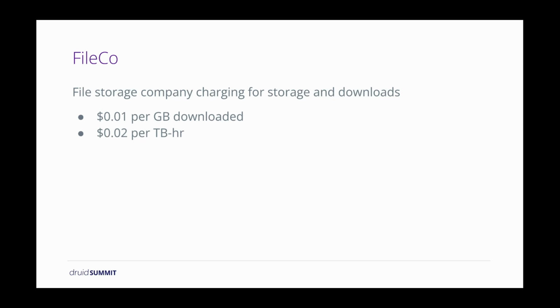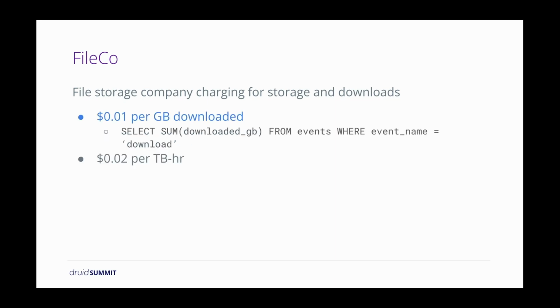To start, let's go through an example. Imagine you're a billing engineer working at FileCo, a large file storage company charging for storage and downloads. Their pricing model is pretty simple: 1 cent per gigabyte downloaded and 2 cents for each terabyte stored each hour. Let's go through what the event reporting pipeline looks like for the gigabytes downloaded price. The metric we're going to evaluate here is pretty simple: just the sum of gigabytes downloaded over the billing period.